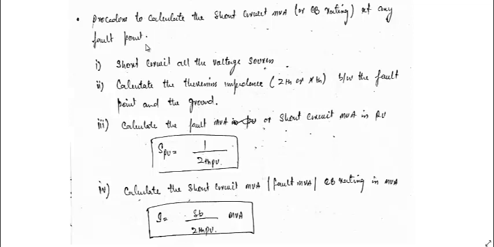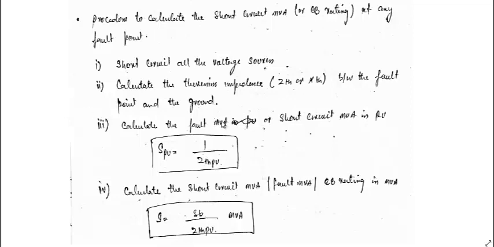converting a simple single line diagram into the reactance diagram, then selecting the base MVA and base kV, and then short circuit all the voltage sources. It is the same as that of the Thevenin one, and then calculate the Thevenin impedance. It is between the fault point and the ground. The fault point and the ground, we have to calculate Thevenin impedance.